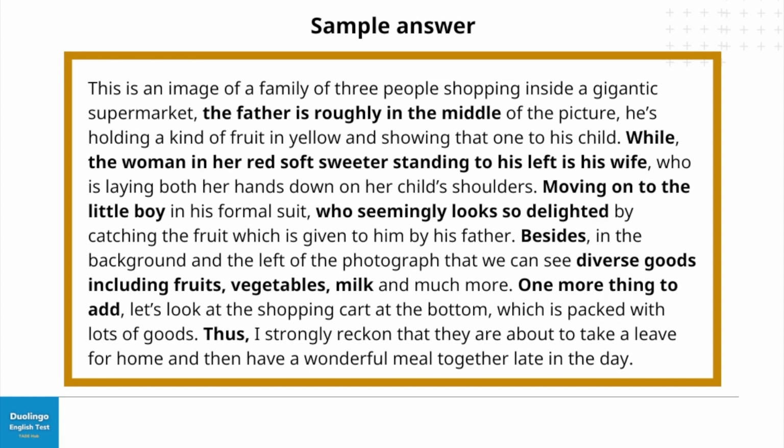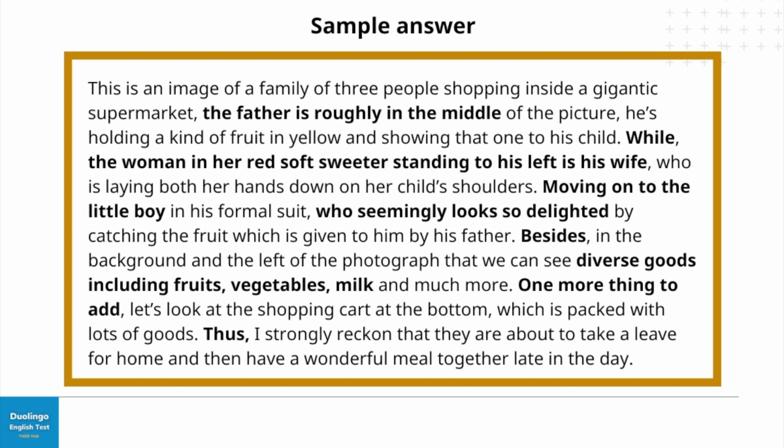This is an image of a family of 3 people shopping inside a gigantic supermarket. The father is roughly in the middle of the picture. He's holding a kind of fruit in yellow and showing that one to his child. While, the woman in her red soft sweater standing to his left is his wife, who is laying both her hands down on her child's shoulders.